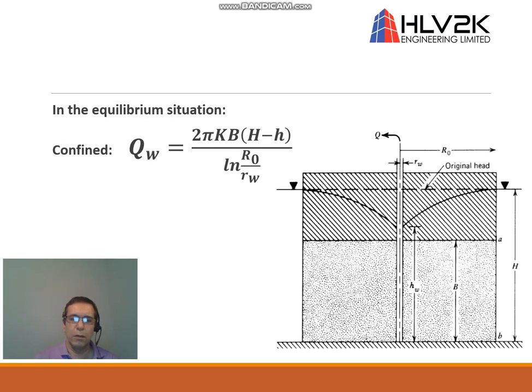We have two different equations. One is for confined aquifers. As you can see in the figure, confined aquifers are assumed to have constant saturated thickness, B, and the capital H is the original groundwater head, and the small h is the intended groundwater head after dewatering. The capital R is the radius of influence, and small r, or r sub w, is the radius of the well.